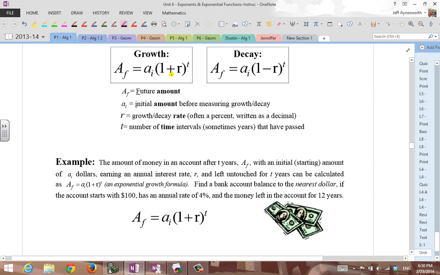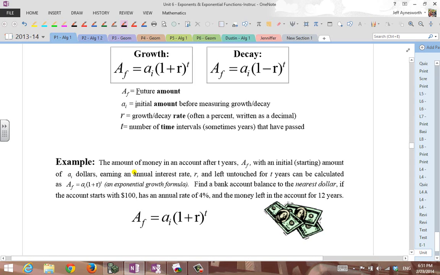So for a growth function, it's going to be 1 plus r. For decay, it's going to be 1 minus r in the same format. Now, in respect to money, things usually grow over a period of time, especially if you put them into a savings account or a checking account that has some interest rate, or if you invest it in some type of bank account that has an interest rate, your money increases over time.